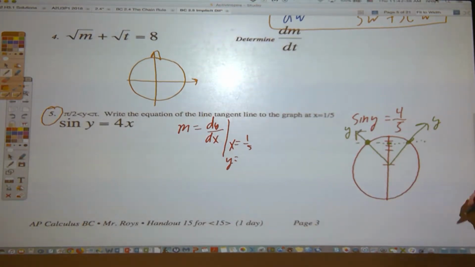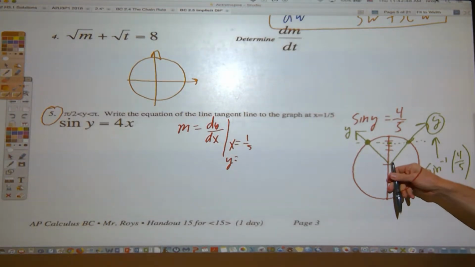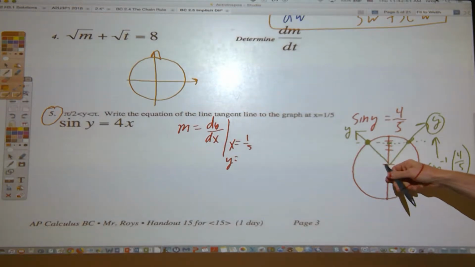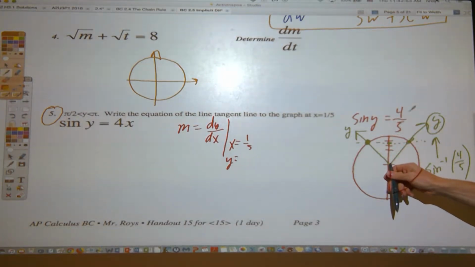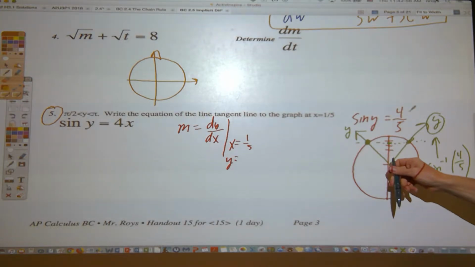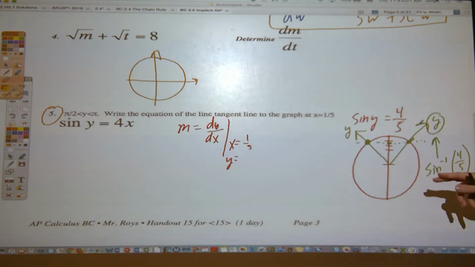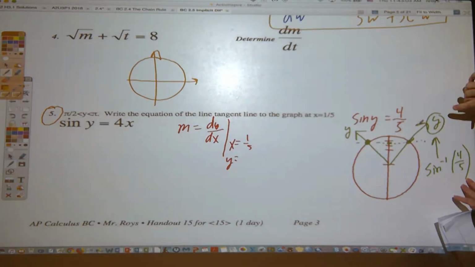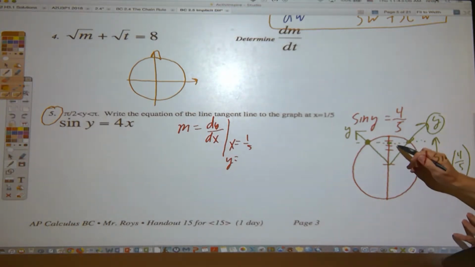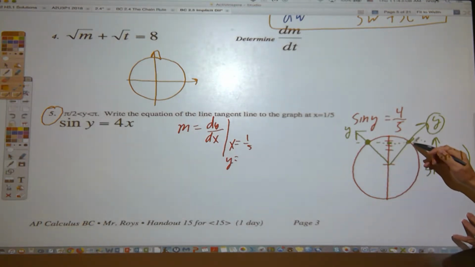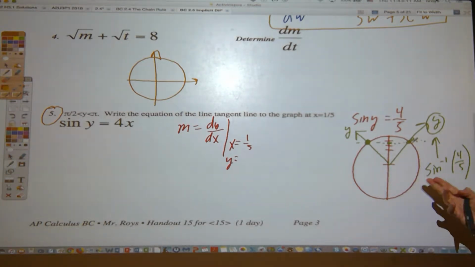Now, I just want you to know right now that this angle, the quadrant 1 angle, is the sine inverse of 4/5. I know that because the range of the sine inverse function, as you learned in pre-calc, is from negative 90 degrees to positive 90 degrees, or from negative pi over 2 to positive pi over 2. That's how I know sine inverse of 4/5 is this quadrant 1 angle, which looks like it's between 45 and 60 degrees. It's about 50 degrees.